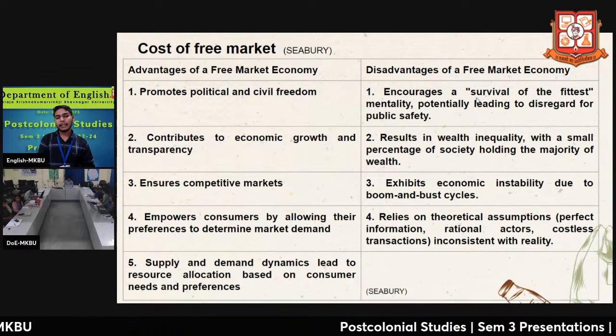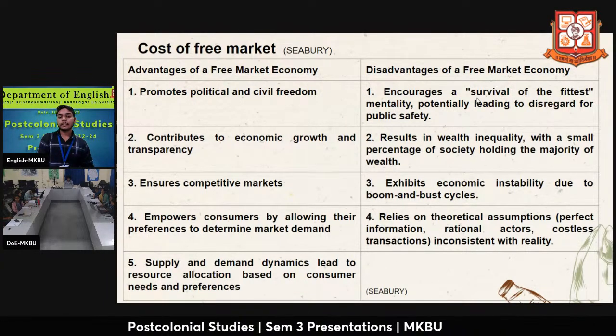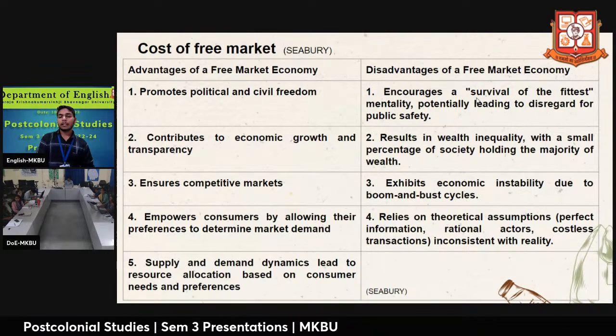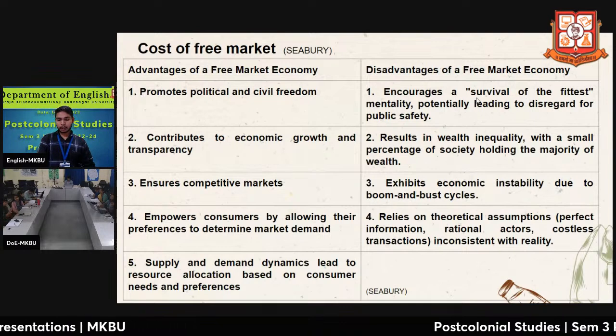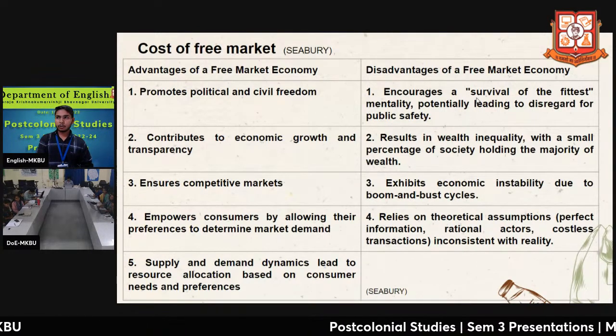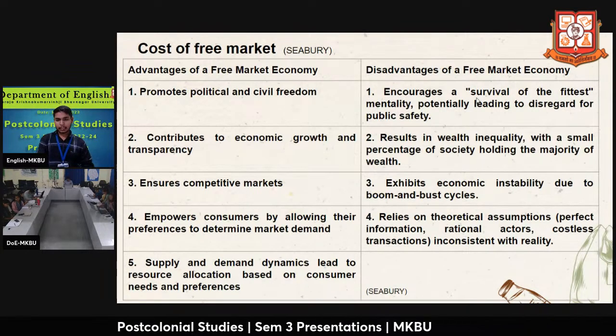And some disadvantages are that it encourages a survival of the fittest mentality, potentially leading to disregard for public safety. Here the one who is more powerful, the one who has the influence, is the one who can compete.